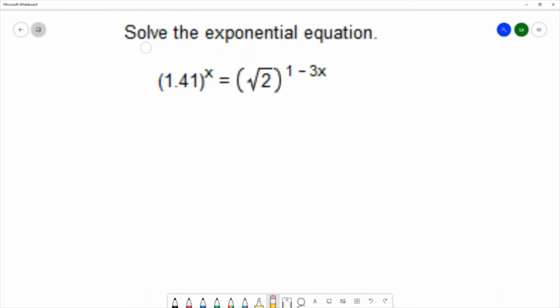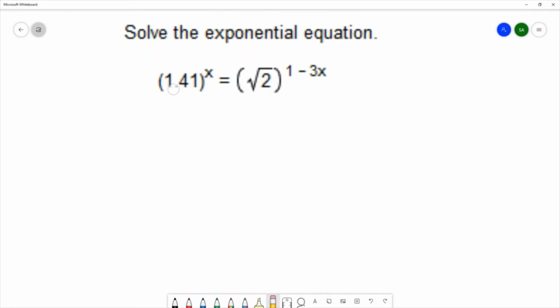For this question, we want to solve the exponential equation. And our equation is 1.41 to the x equals square root of 2 to the 1 minus 3x. Now we just discussed some different methods for solving exponential equations. One of them involved relating the bases, making the bases the same.